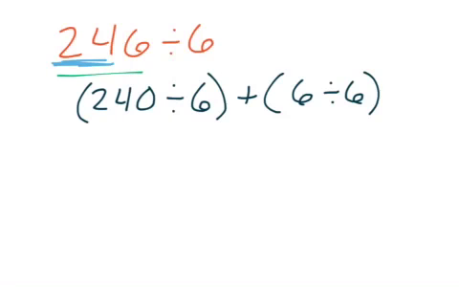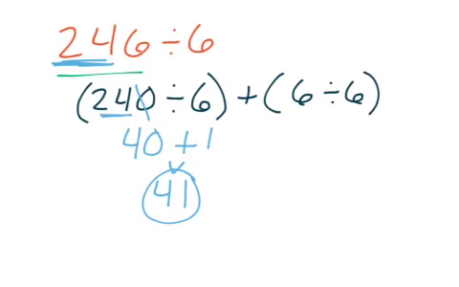Okay, now I go ahead and divide. 6 goes into 24 4 times, and I have a 0 left over, and 6 goes into 6 1 time. So my final quotient is 41. Now, some of you might have thought a little bit differently than that, and that's okay. Let's take a look at how you could have also approached this problem a little bit differently.